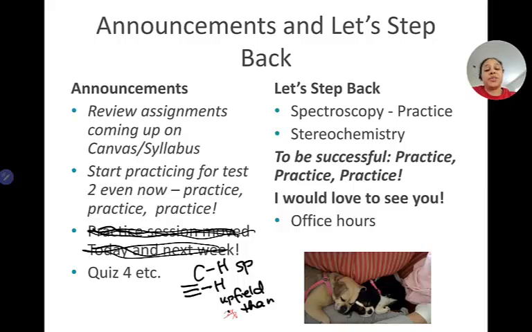So we are going to continue with our worksheets. We actually finished up some stereochemistry. We started substitution, and hopefully you finished up your substitution on your last worksheet. Again, to be successful, you've got to practice, practice, practice.